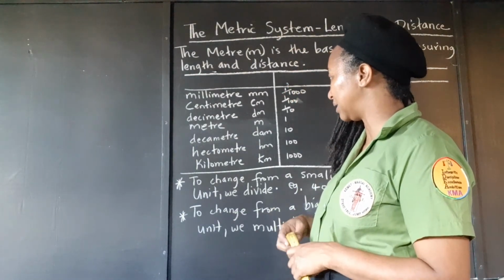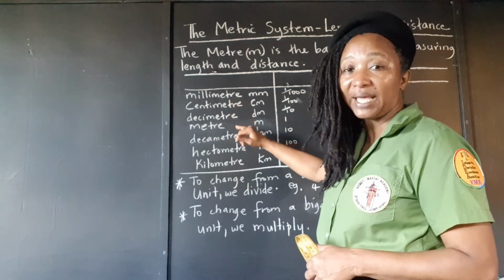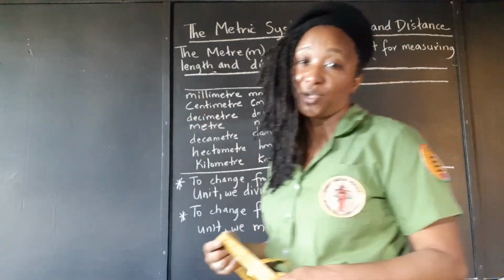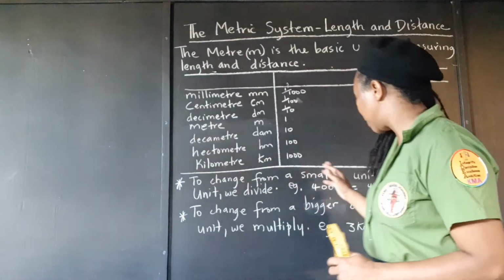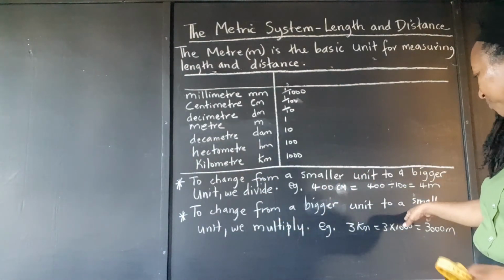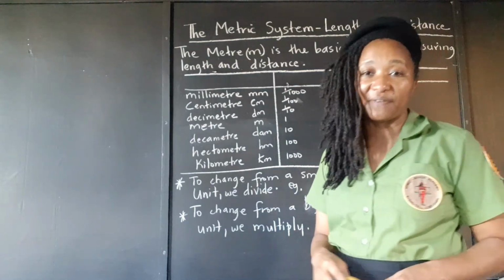So just count how many places away, or check your prefixes to tell you, and you can do your conversion. Bigger to smaller, you multiply; smaller to bigger, you divide.